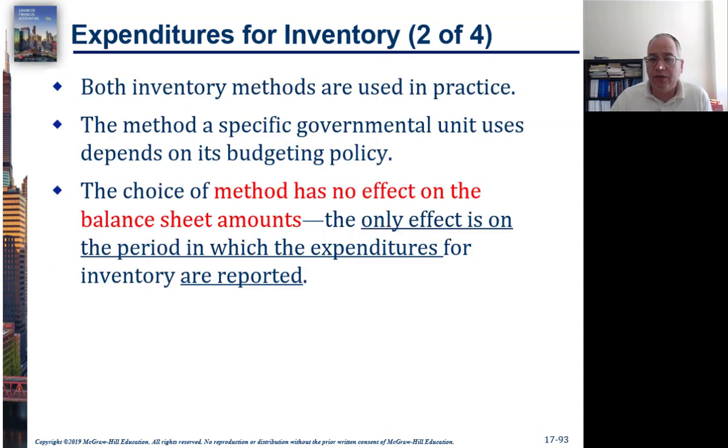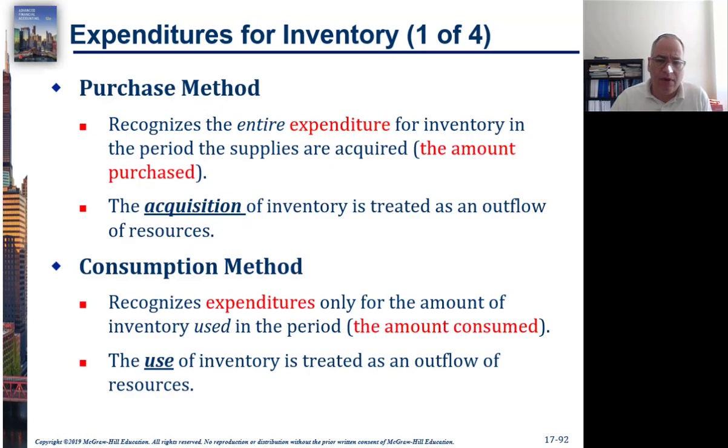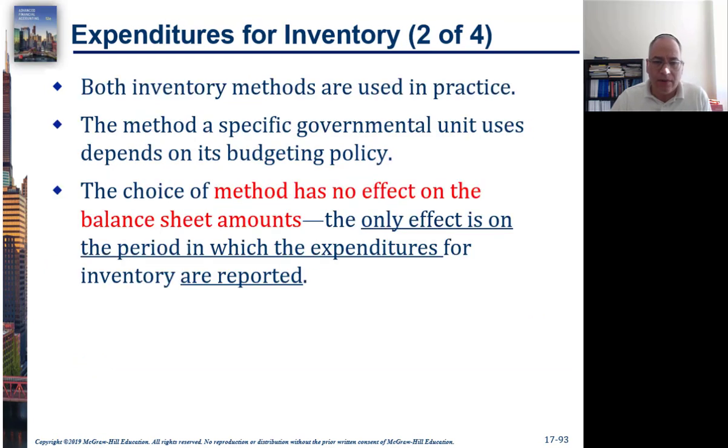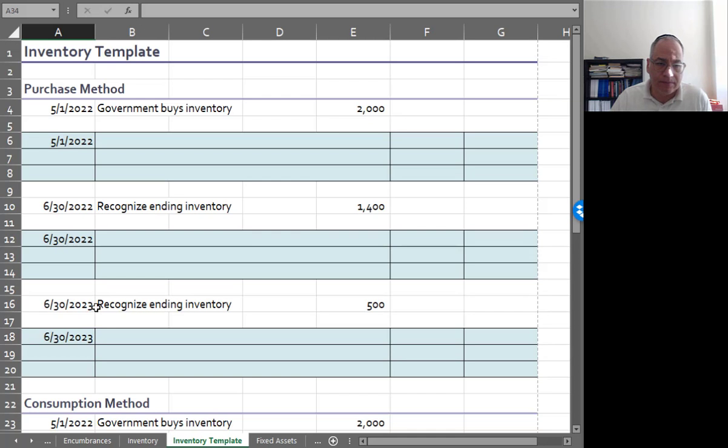And government uses both methods. My experience with governments is more they use the purchase method. And what happens is that's how they keep the books, but then they're going to adjust it when they prepare the balance sheet anyway. And let's go into an example of it.